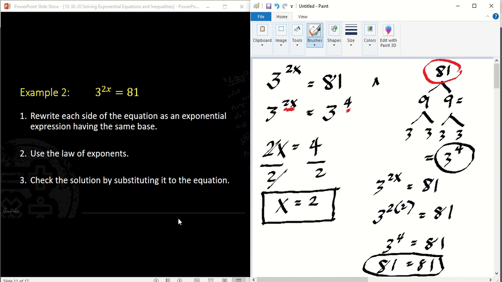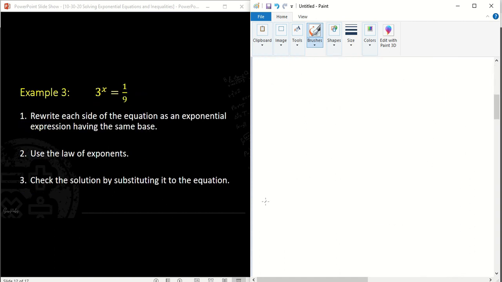Okay, so example number 3. So, 3 to the x is equal to 1 over 9. So, we have 3 to the x is equal to 1 over 9. Hindi na mababago yan si 3. Si 1 over 9 na lang. So, yung 9 ang ipa-factor natin. So, 9, ang equivalent niyan ay 3 and 3. So, therefore, 9 is equal to 3 squared.